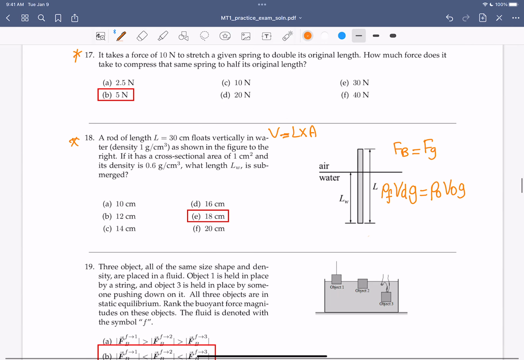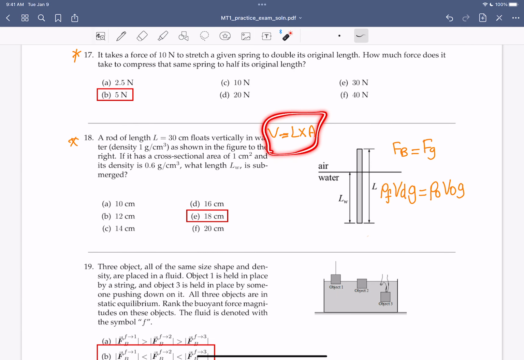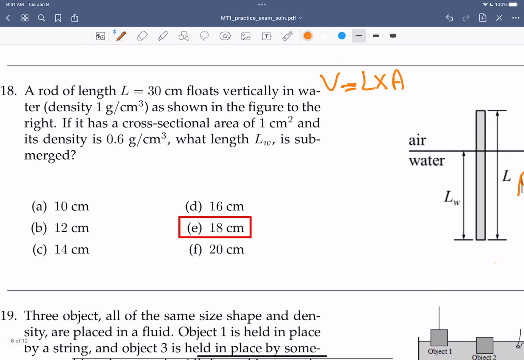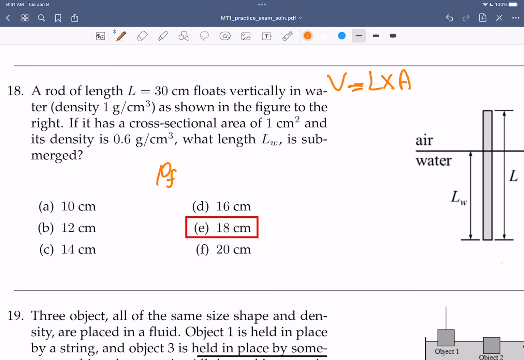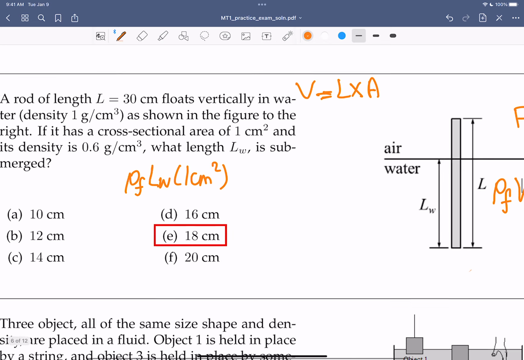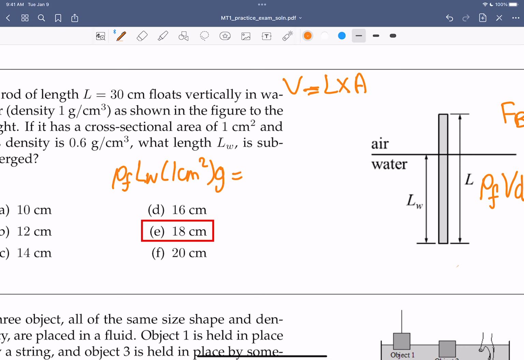And so in that case, we can plug in these values here. So we have fancy P, and we have the volume displaced. That's going to be the length of the water displaced, right, times the cross-sectional area, which is that 1 centimeter squared, and that's times gravity, right? And then the other side is the density. Let me go ahead and plug in values directly. So this is 1 gram per centimeter cubed, and then this is 0.6 grams per centimeter cubed.